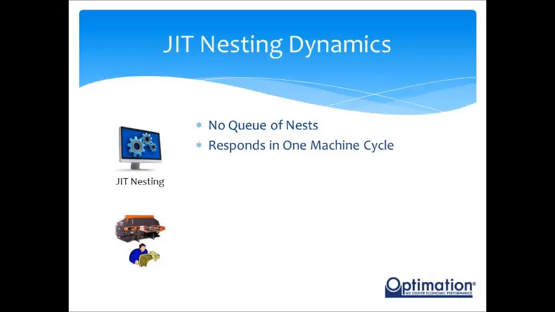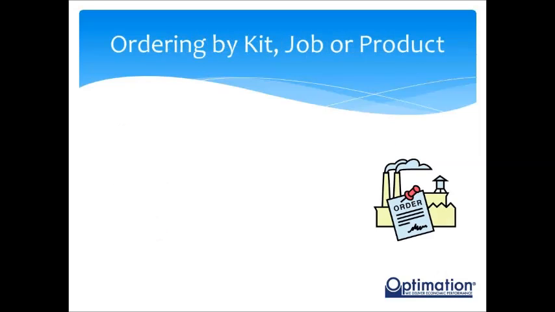Everything, the system responds within one machine cycle. So if you have multiple machines in the nesting cell, you essentially can have a very, very rapid response. If you have 5 machines, then essentially, on average, you would be down to 1/5 of a machine cycle. You're going to tame the chaos of changing events because you're going to respond to them within that one machine cycle. Okay, so that's the concept of JIT. That's been around a while. Optimation has a lot of customers using JIT.